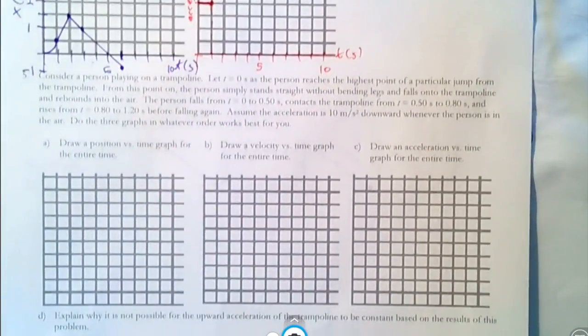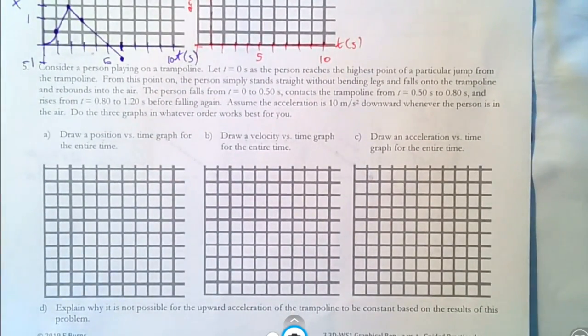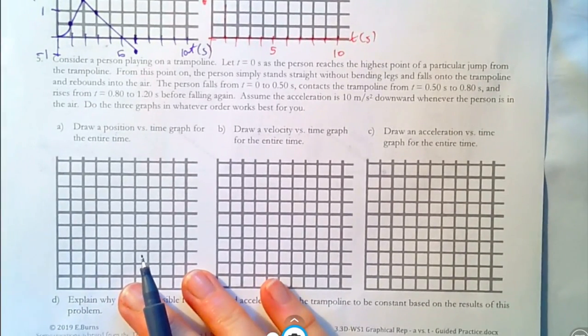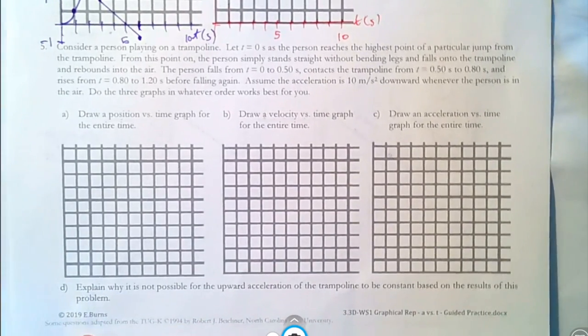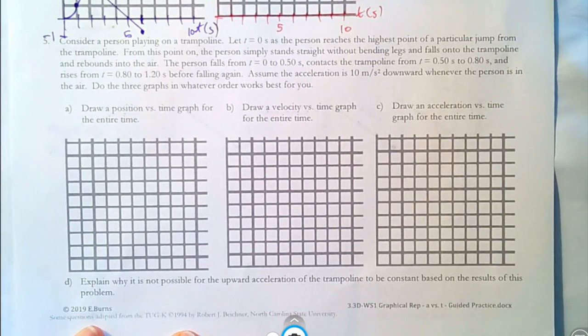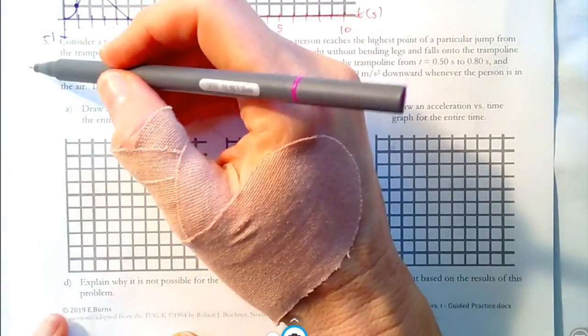Okay, so let's look at the next one. Consider a person playing on a trampoline. Let t equal 0 as the person reaches the highest point of a particular jump from the trampoline. From this point on, the person simply stands straight without bending legs and falls onto the trampoline and rebounds into the air. So I'm trying to visualize this.